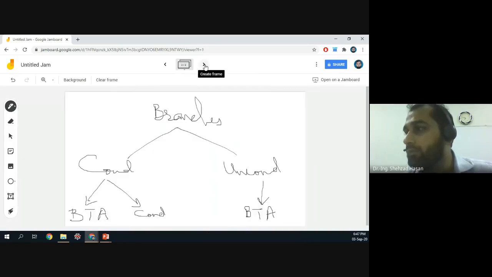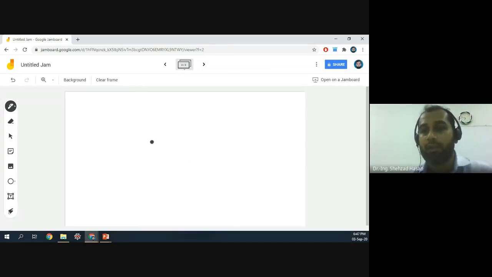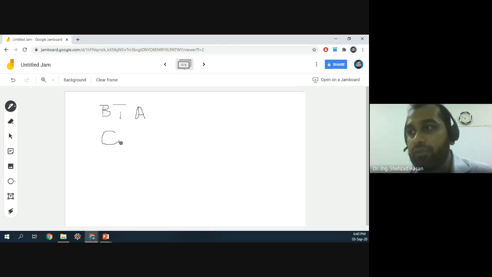So I'm going to come back to Jamboard here. Our problem is that the branches are evaluating the BTA and the condition both in the execution stage. When they do this in the execution stage, two more instructions are in the pipeline, and if that branch is taken, then these two instructions have to be removed, and this means you are going to incur a loss of two stalls. Two additional cycles are going to be inserted.